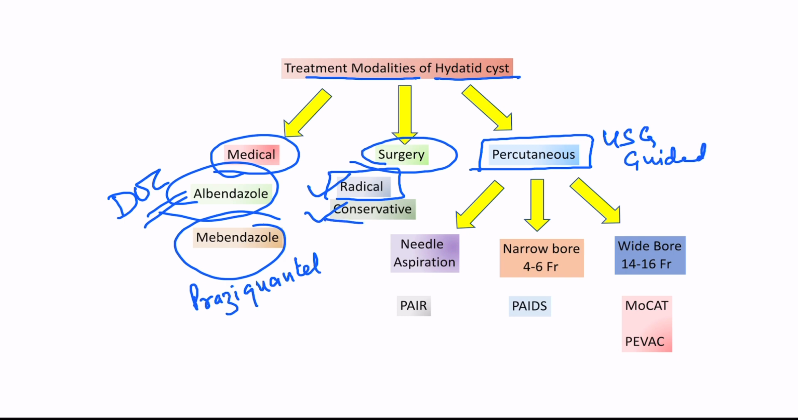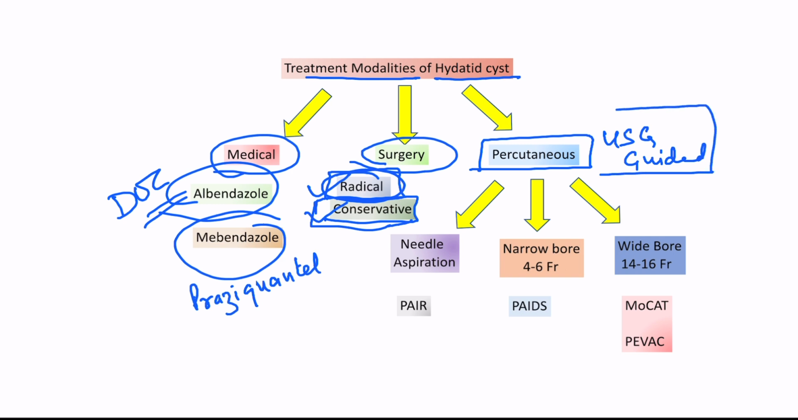Conservative surgery means we are removing a part of the hydatid cyst. The complete hydatid cyst is not removed. The purpose of this conservative surgery is the preservation of the liver parenchyma as much as possible and also to decrease the morbidity, because radical surgeries lead to increased chances of bleeding, biliary fistula, and more complications.